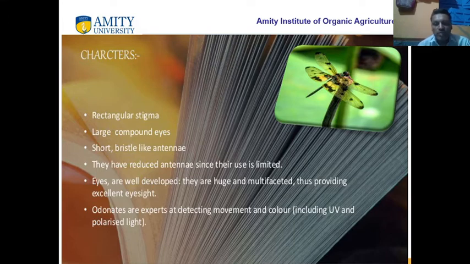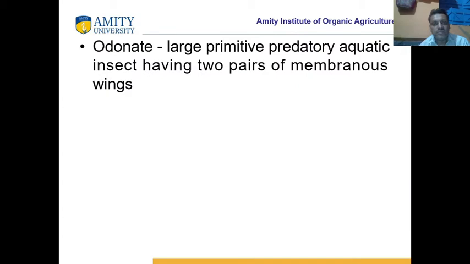They have huge, multifaceted compound eyes. They provide excellent eyesight. They can see from very remote places. Odonates are experts at detecting movement and color. They can identify UV light and polarized light because of very strong compound eyes.